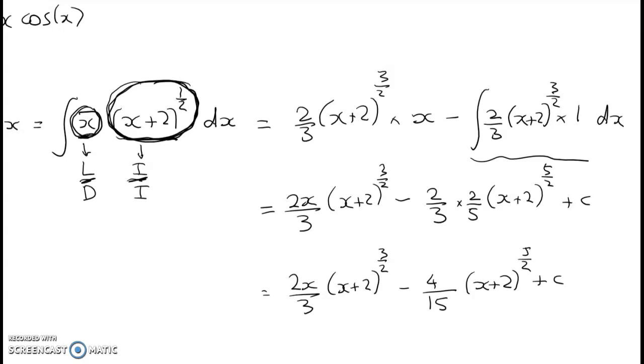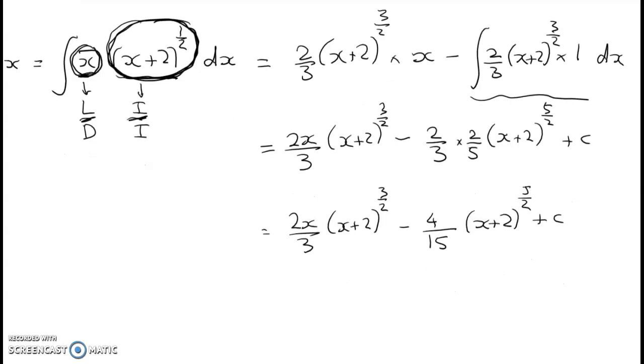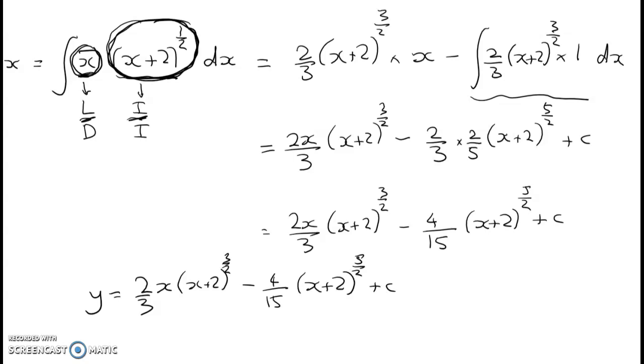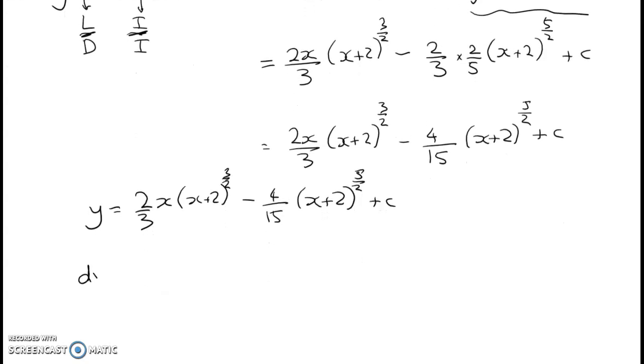Right, now we're going to check that one back because that really looks quite mucky. So we're going to again say, does it work? Well, if y starts off as 2/3 of x times x plus 2 to the 3/2 minus 4/15 times x plus 2 to the 5/2 plus c, what do we get when we differentiate? Well, dy by dx is going to be found using the product rule for this one. So there's my first function, and there's my second function.